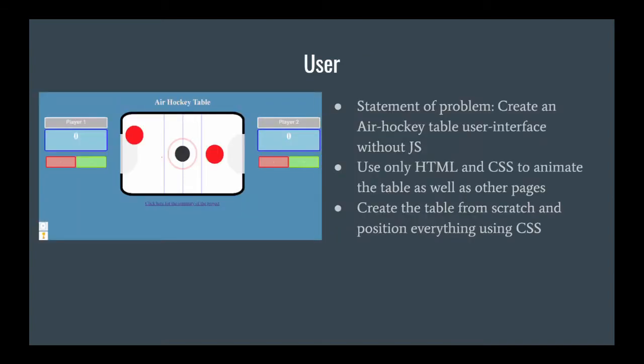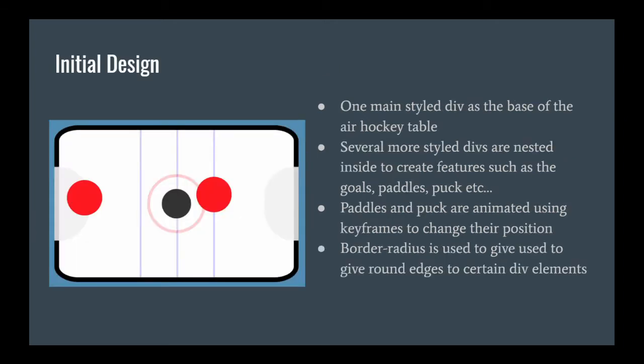And for the statement of problem, we'll create an air hockey table without JavaScript. So just HTML and CSS to animate and do everything for the air hockey table. HTML will create the basic divs and everything else, while CSS contains most of the positioning and animation, transforms, and transitions.